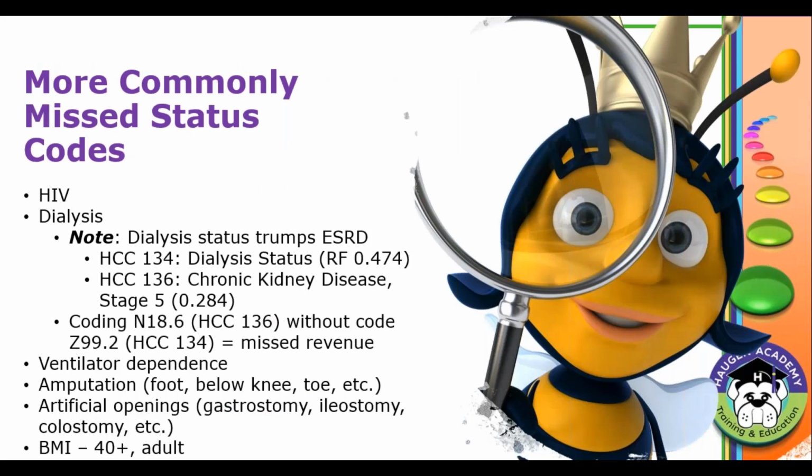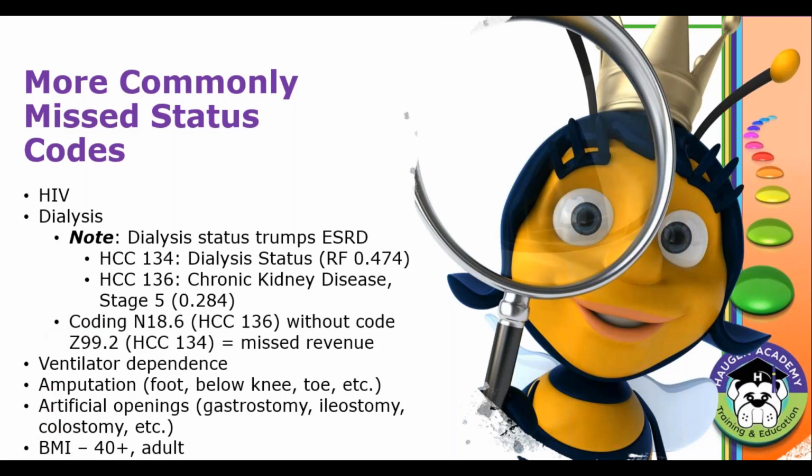Some other commonly missed status codes, dialysis status. This one's really important. We have HIV, but also dialysis status. This one's important because dialysis trumps chronic kidney disease stage 5. And we typically think of end-stage renal disease as a stage 5 CKD on dialysis. But this code N18.6 alone will not give you the risk score that you should be getting if that patient is on regular dialysis. So those status codes are really important.